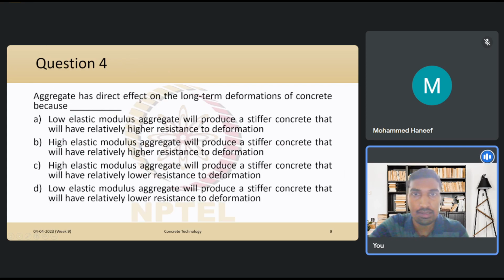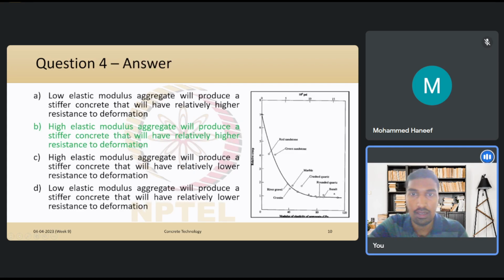The aggregate has a direct effect on the long-term deformation, and the effect is this. When the modulus of elasticity is higher for the aggregate, the concrete will be stiffer, and then the deformation will be lower, right? So there will be higher resistance. So there will be lesser creep when you use high elastic modulus aggregate, right? This graph also shows that, right?